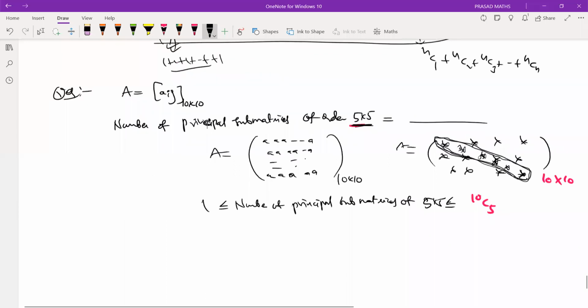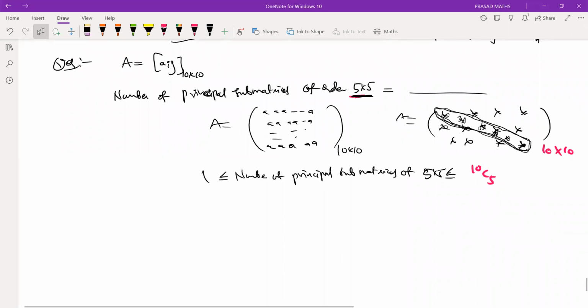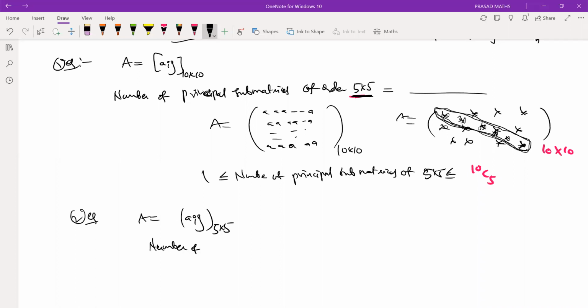Okay, suppose you are given a question like this. Suppose A is a matrix of order 5 by 5. Find the number of principal submatrices of order at least 3 by 3. Now tell me, at least 3 by 3. What is the answer?